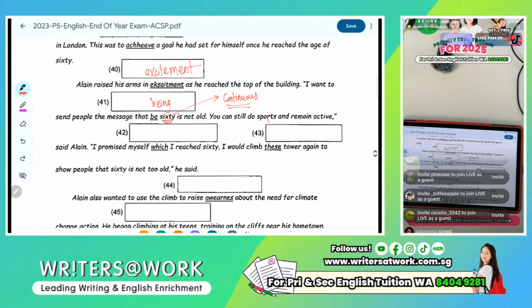I promised myself dash I reach 60. So over here we're looking at a particular time period where the man is of this age. So it will be when I reach 60, I will climb dash tower again to show people that 60 is not too old. So we are looking at just one tower, singular. So instead of these, we will use this. Okay.